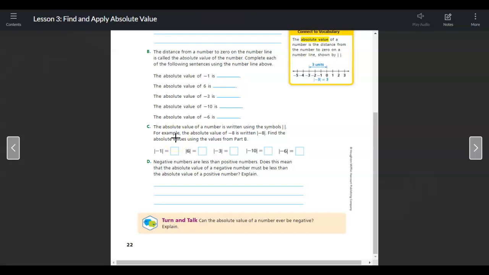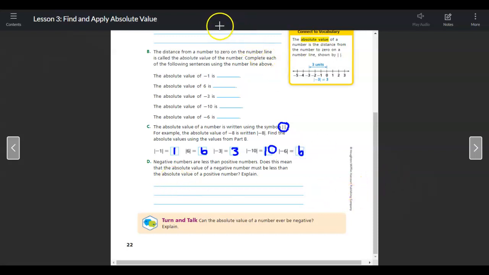The absolute value of a number is written using the symbols right here. For example, the absolute value of negative 8 is written with the little lines right by it. Find the absolute values using the values from part B. So the absolute value of negative 1 is 1. The absolute value of positive 6 is 6. The absolute value of negative 3 is 3. The absolute value of negative 10 is 10. And the absolute value of negative 6 is 6.